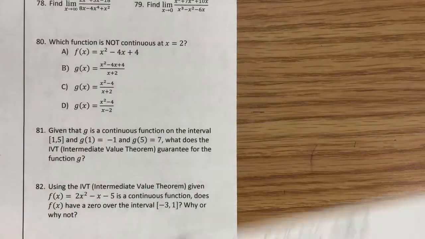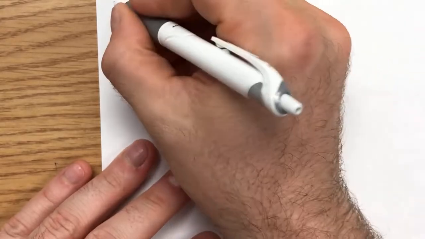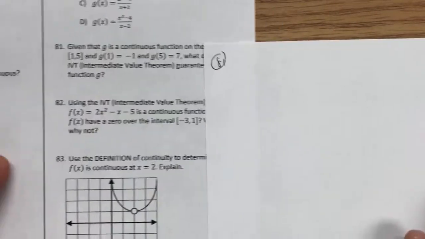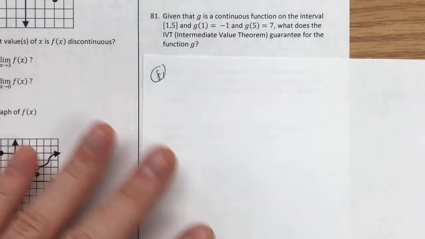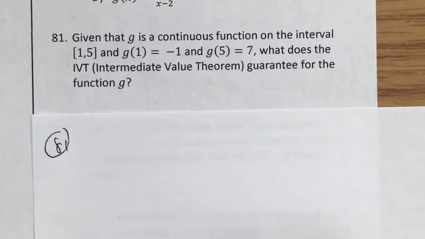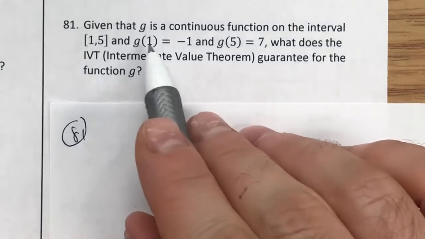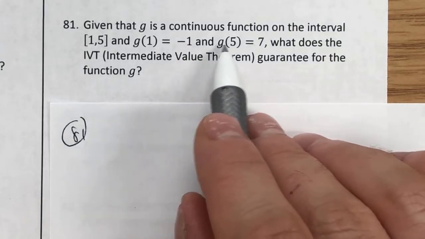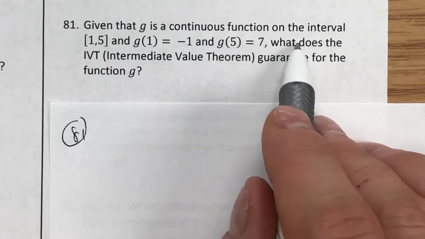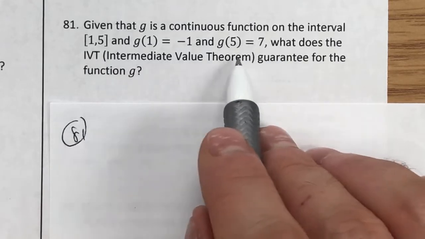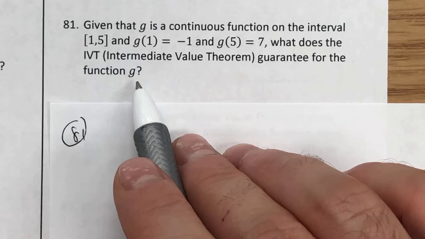So that is going to be the end of that sheet of paper. And let's get a new one. So let's get a new sheet of paper for 81. Okay, so for 81, let's take a look at what we're doing. Given that g is a continuous function on the interval 1 to 5, and g of 1 is -1, and g of 5 is 7, what does the intermediate value theorem guarantee for the function g?